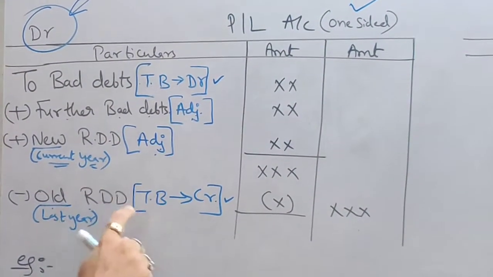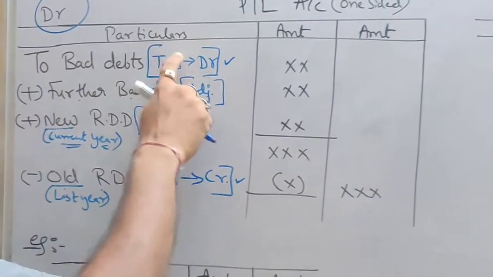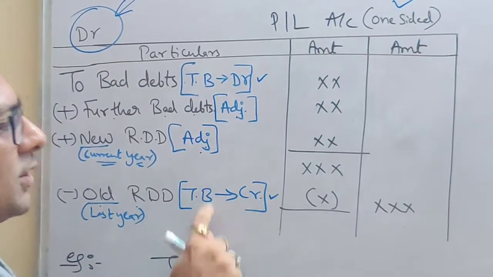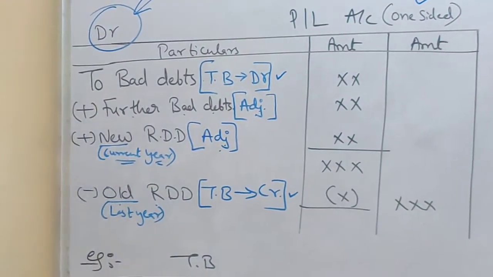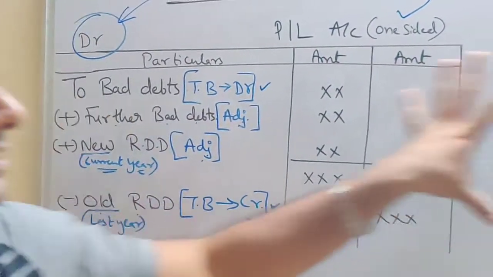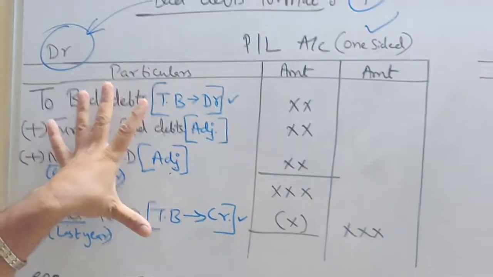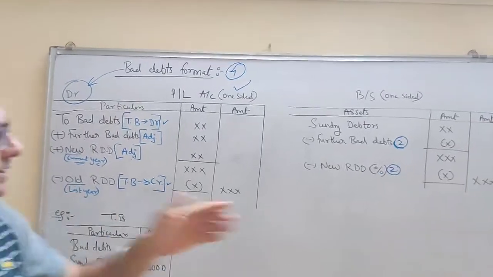But the trial balance ones, bad debts and old RDD, you will write only once because this is inside the trial balance. Am I clear with the format, students? Clear? Now one more important part, students.